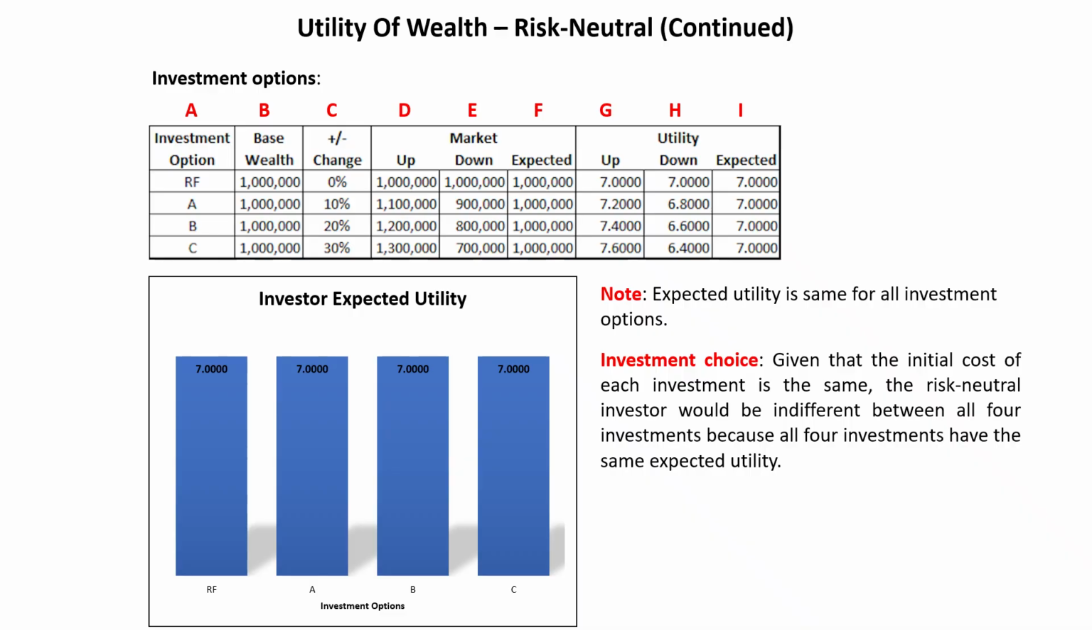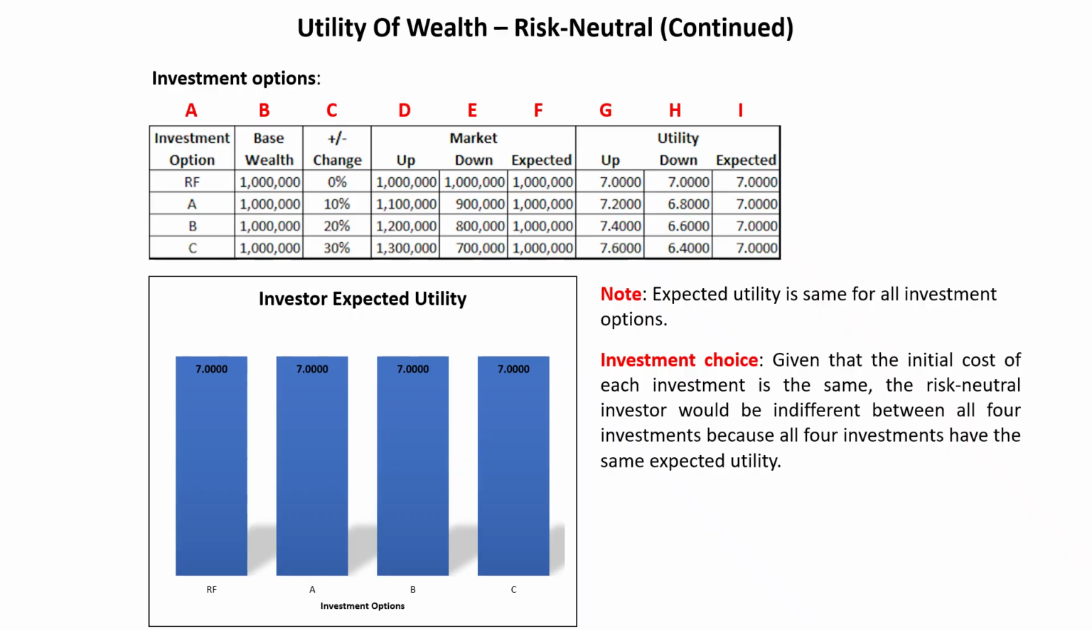So we're going to take column D and column E and run them through our utility model. If we look at columns G and H for my risk-free investment, my utility is 7 regardless. So therefore, my expected utility is 7. What I'm doing is taking my utility for the market going up times 0.5, plus my utility for the market going down times 0.5, to get an expectation.